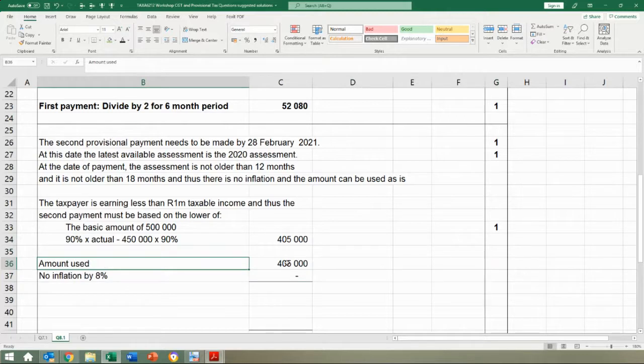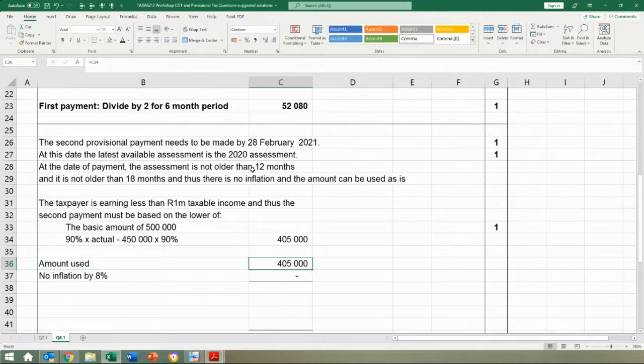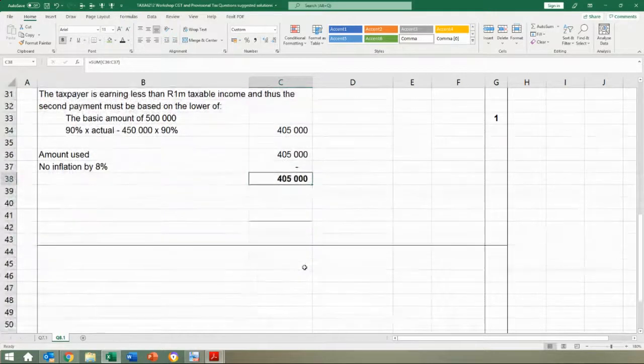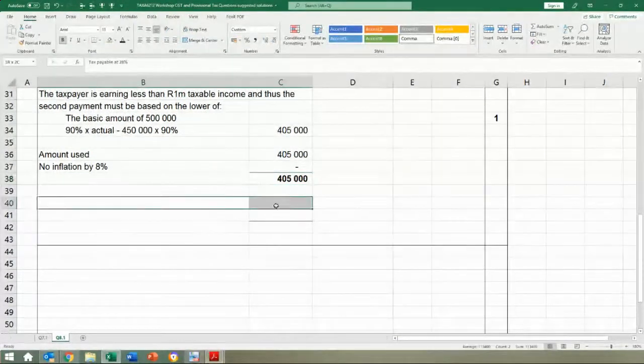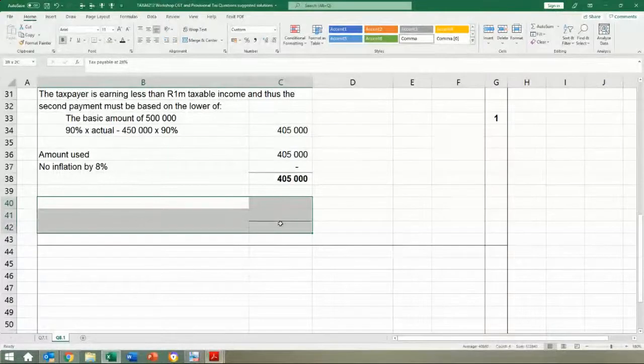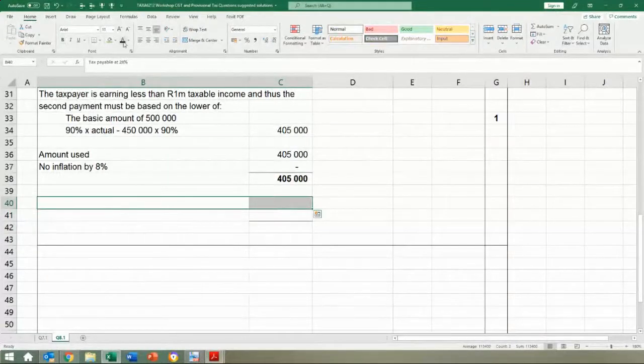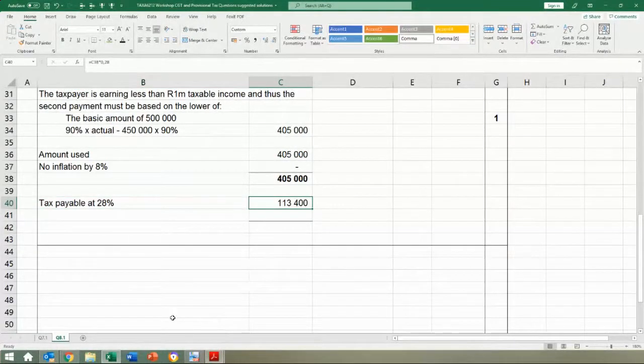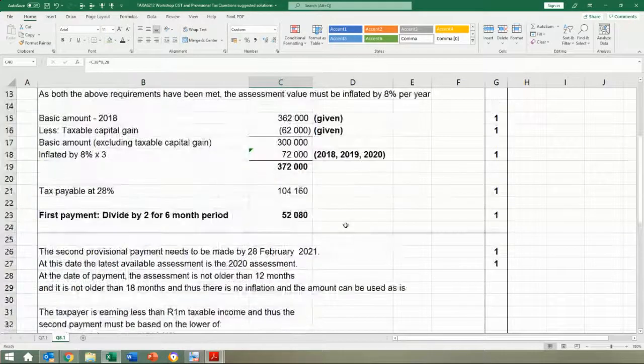Okay, so the amount we're going to use is 405. Because our assessment is less than 12 months old, we do not have to adjust it for inflation, so it would only be the 405. Okay, so then we work out our tax liability at 28% on that amount, which gives us 113,400.